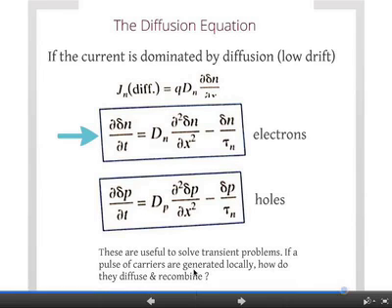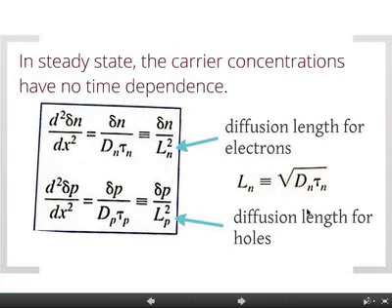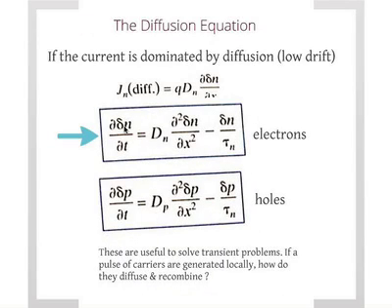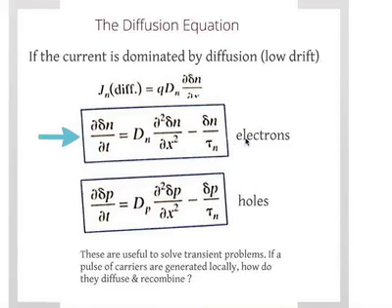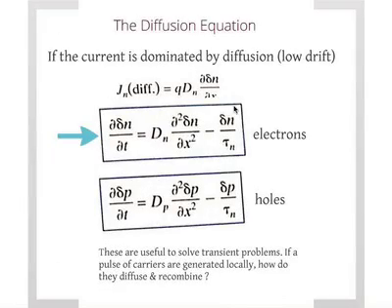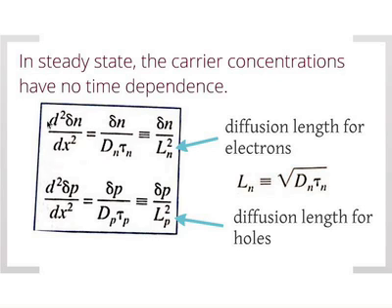Okay? So essentially, these are useful to solve transient problems. The pulse of carriers are generated locally. How do they diffuse and recombine? So you can explain their behavior. Okay, so now going to steady state. Of course, in steady state, there is no time dependence, as I said before. You just set this to 0. Then you get the steady state diffusion equations. Essentially, you get this term. Okay, so you can look here, just setting that part to 0. So you get the second derivative of the carrier concentration with respect to space is related to the carrier concentration itself.